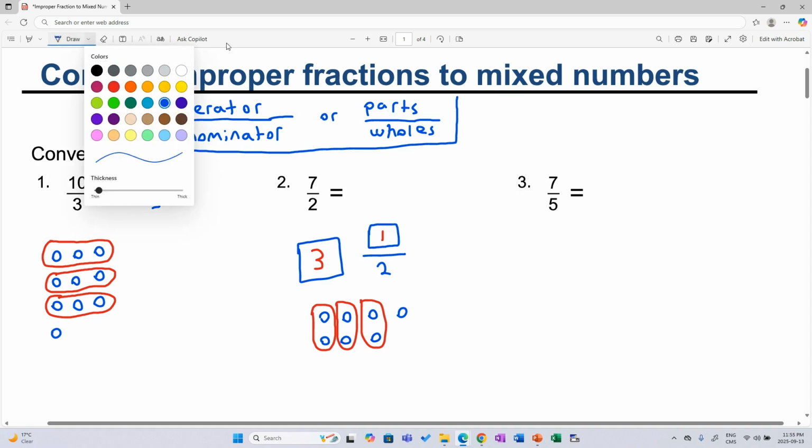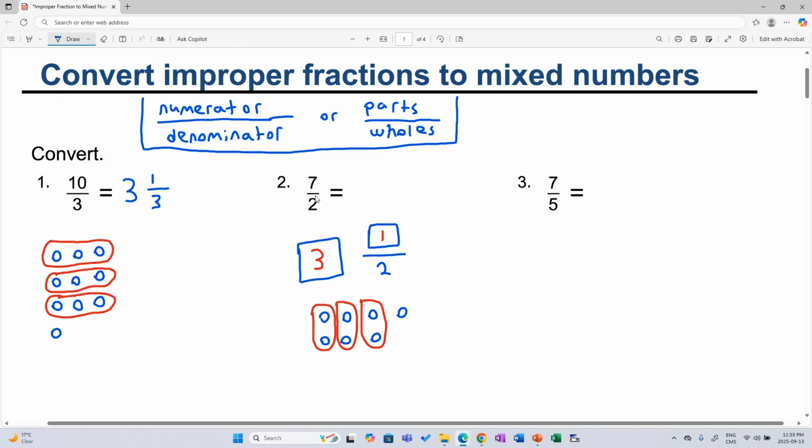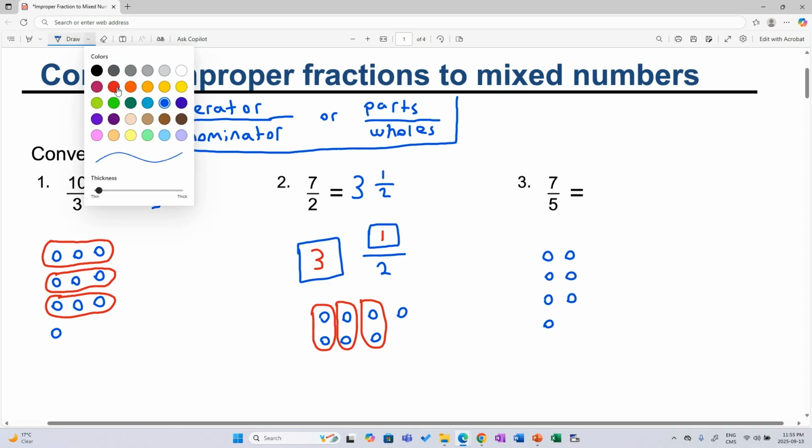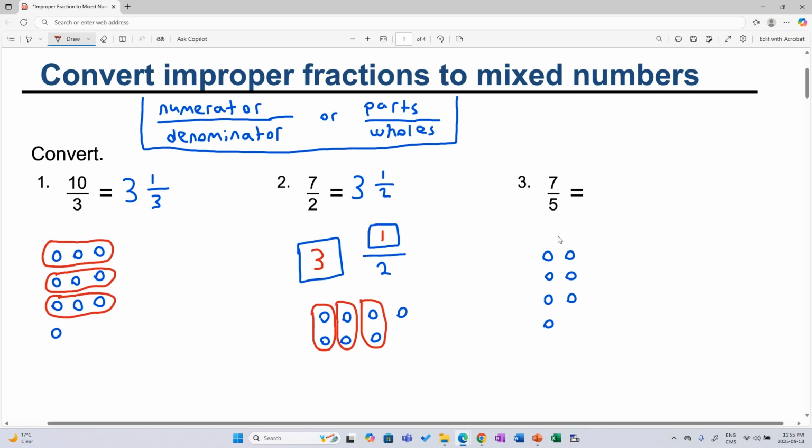So hence, my answer when you convert 7 over 2 as an improper fraction to a mixed number would be 3 and 1/2. Now for 7 over 5, the same idea. I'm going to start by drawing 7 parts. And now I'm going to try to group as many as I can. So in this case, 5 is my denominator, so I have to group groups of 5's. And in this case, it looks like I can only group one group of 5's.